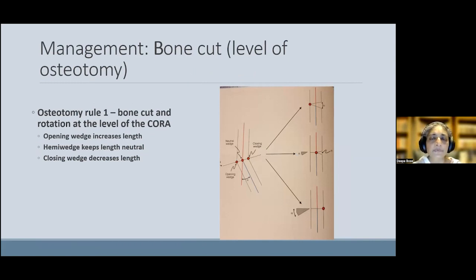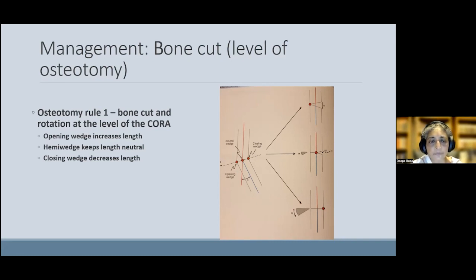Now, if we move on to where we're going to make our cuts, which is the level of the osteotomy, there are 3 rules that we need to consider. If you create your osteotomy at the level of the CORA, that is known as osteotomy rule 1. So you're going to correct your deformity at the CORA itself. And as far as possible, we will try to do this. Now, if you look at the picture on the right, you will see that this is the CORA of the deformity, which is the intersection of the diaphyseal lines of the proximal and distal fragments.